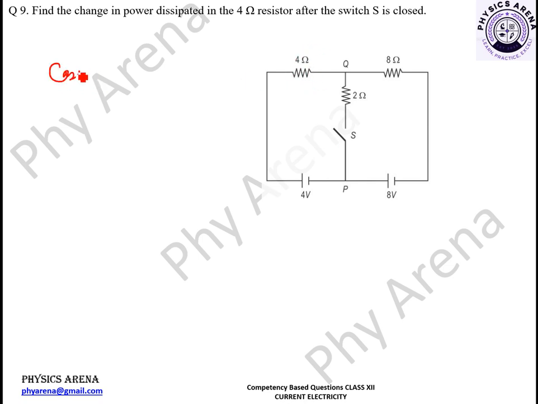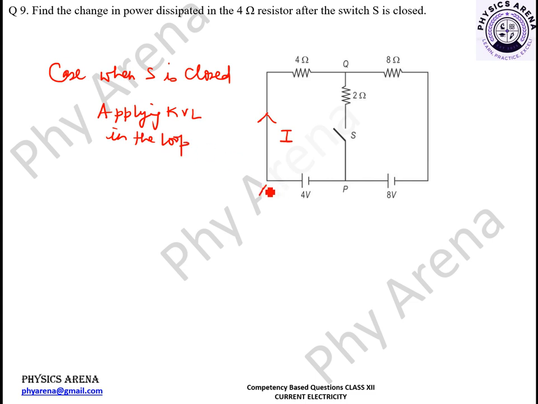So case 1, when S is open. We can find out the current passing through the 4 ohm resistor as I by using Kirchhoff's current and voltage law. So applying KVL in the loop, let me just give the names to the nodes: A, B, C, D, A. So we are applying Kirchhoff's voltage law across this loop.